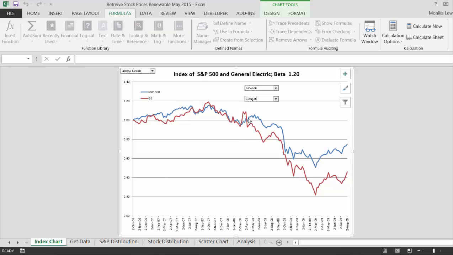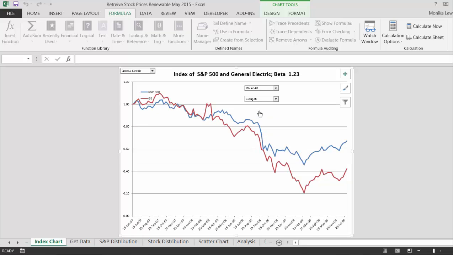Why don't we start in something like January of 2008? Okay, and I'm trying to show you that, well, it's still only 1.23, but if I just say the percent decline in the market versus the decline in GE, this went 20% down by more.